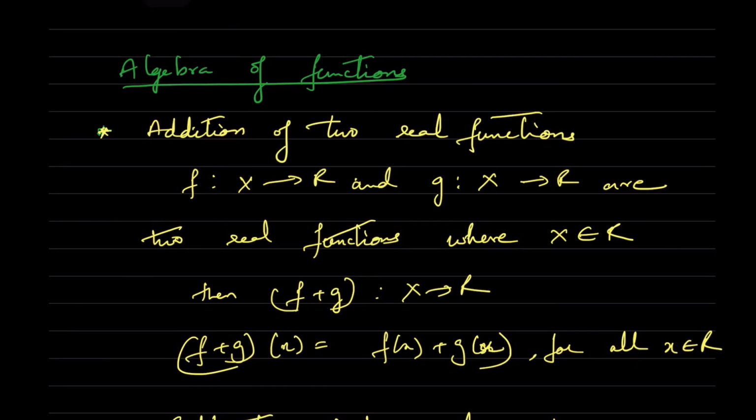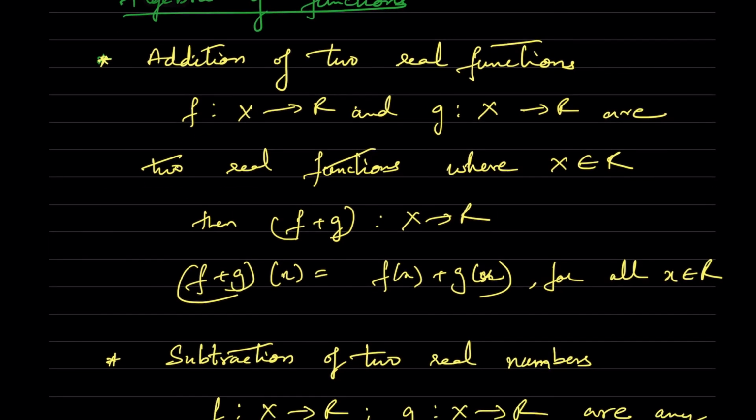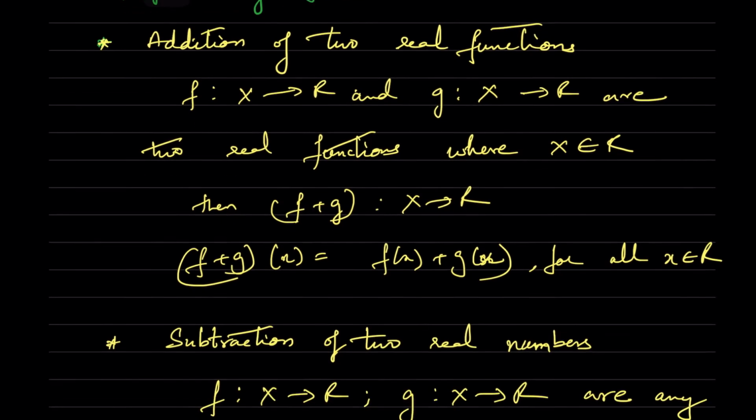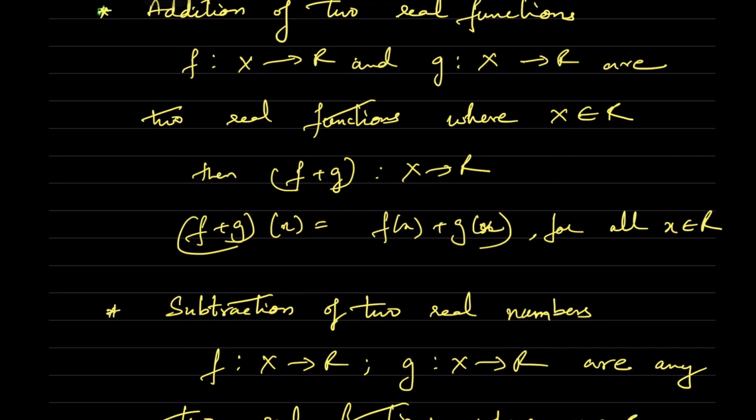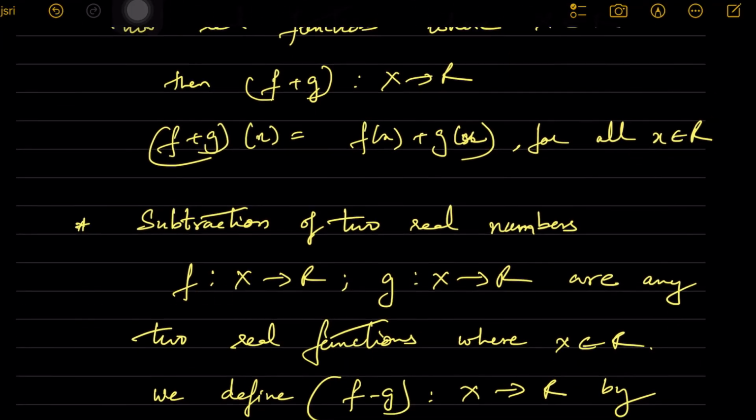So algebra of functions, addition of two real functions. f from X to R and g from X to R are two real functions where X belongs to R. Then f plus g from X to R is defined as f plus g of x is equal to f of x plus g of x for all x belongs to X.